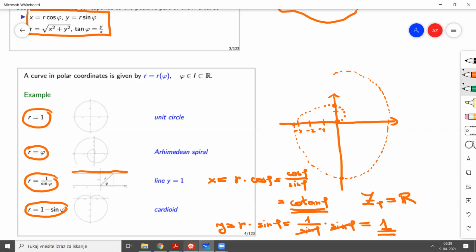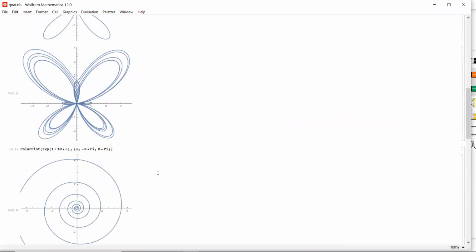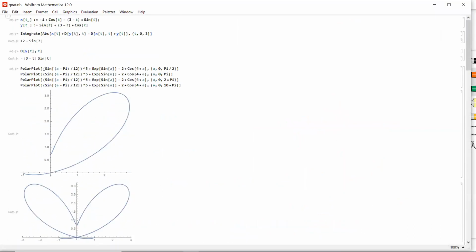Here, I will show you one example. So we have here the curve in the polar form. A is my angle. So it's sine of A minus pi over 12 to the power of 5 plus e to the power of sine A minus 2 times cosine 4A. And we will see what this curve is. It has a special meaning. We will see shortly. So for example, first I will just draw it for A from 0 to 2 pi. And this is this picture.